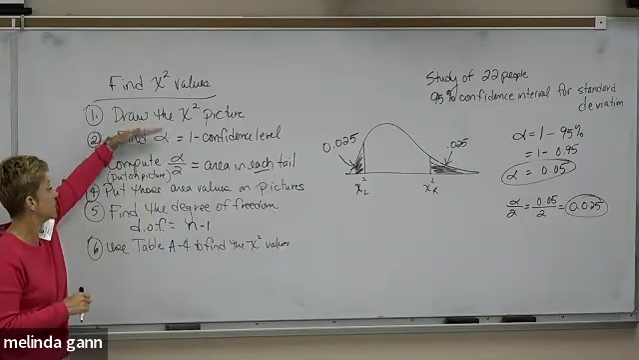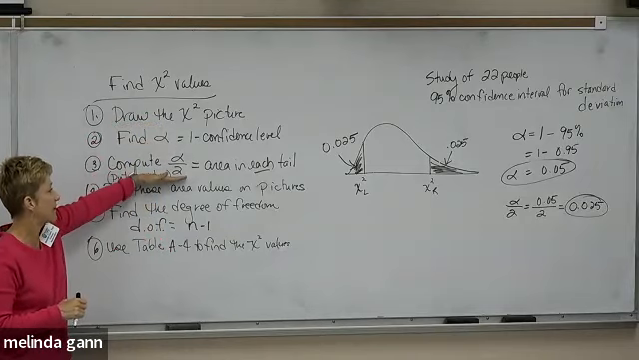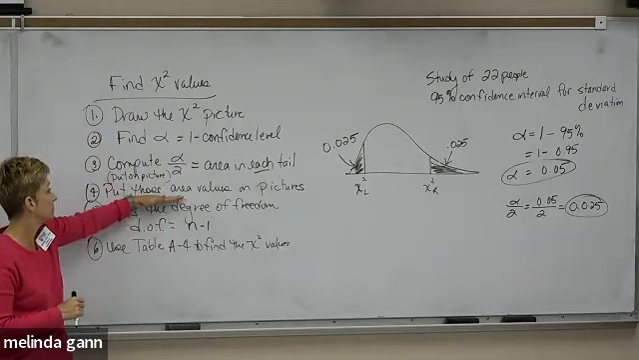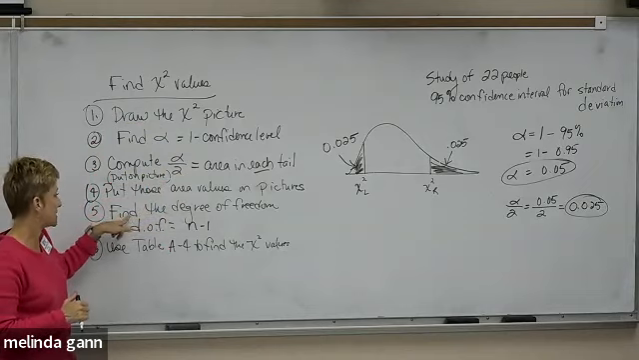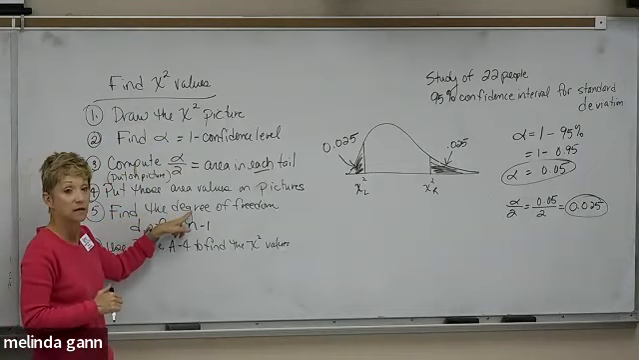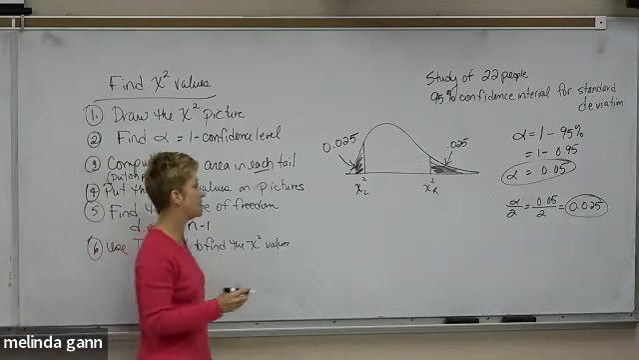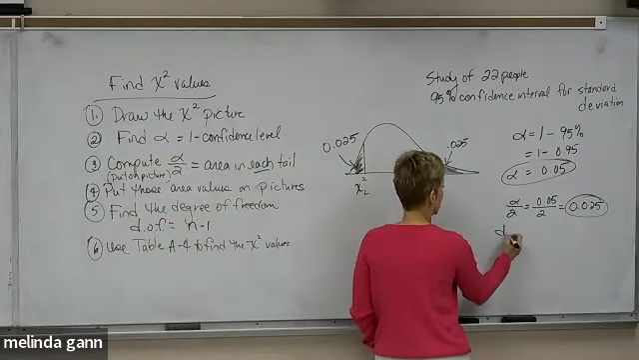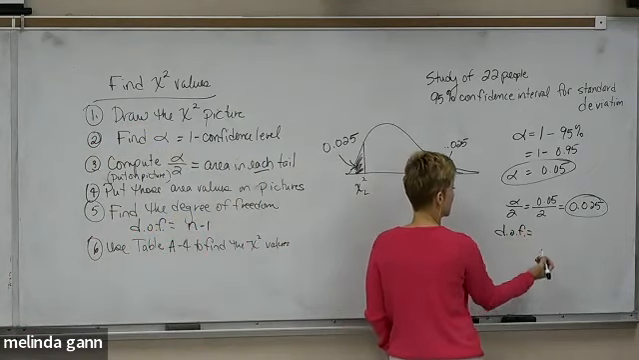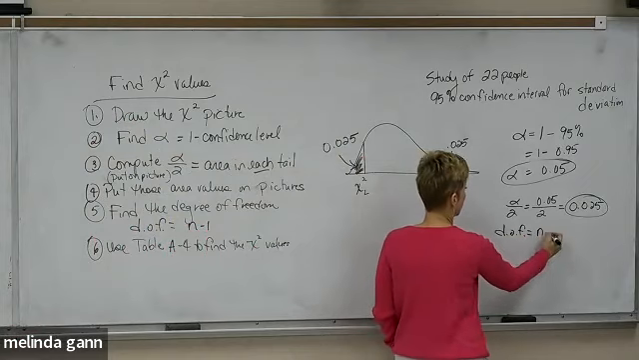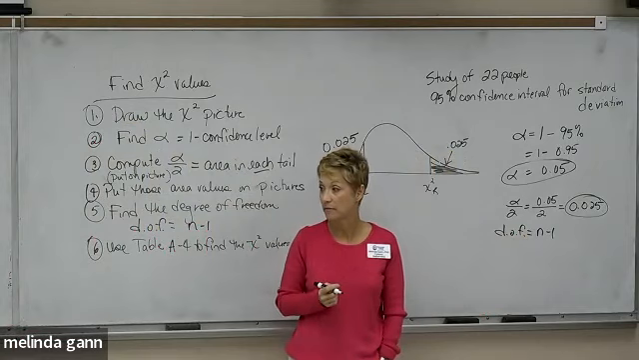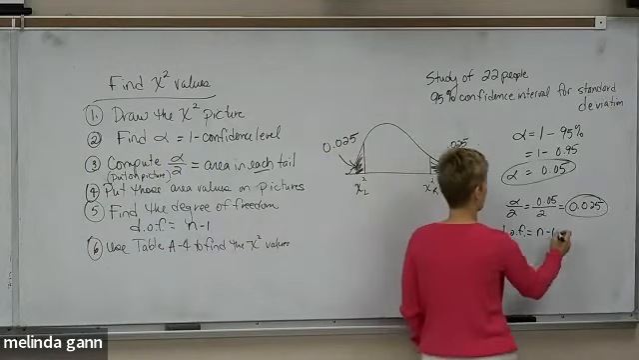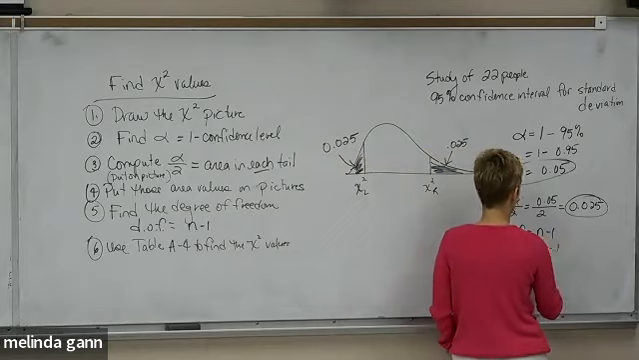So I drew the picture, I found alpha divided by 2, and I put them on the picture. Okay, now, what have I got to find next? I've got to find this thing called the degree of freedom. Now, how do I define my degree of freedom? It's n minus 1. What does n stand for? The whole sample. What's my total in this one I made up? 22. So what's 22 minus 1? 21.